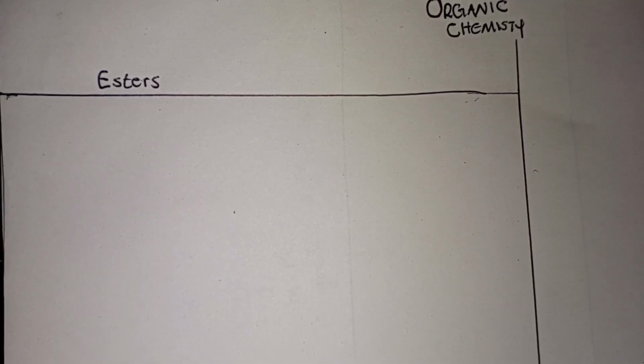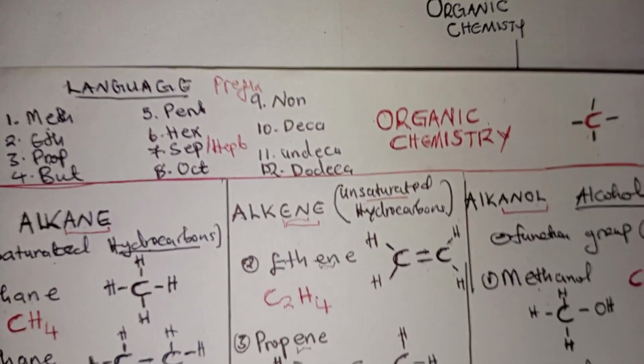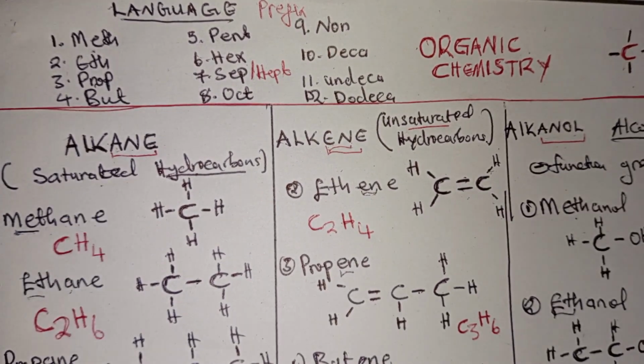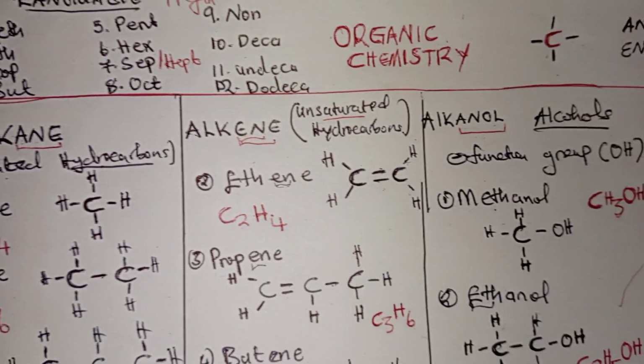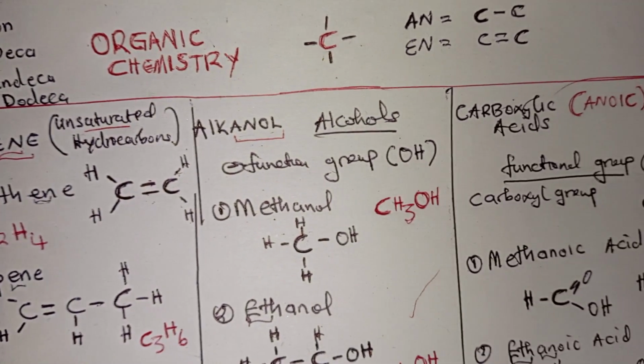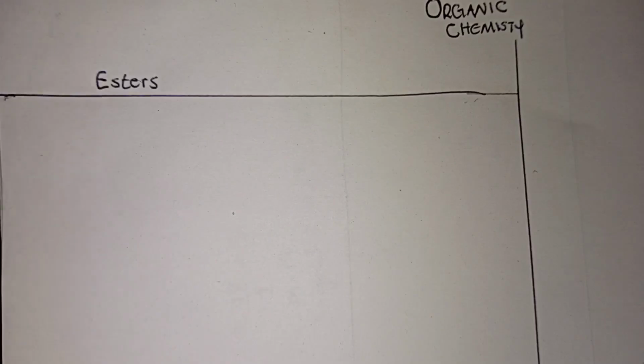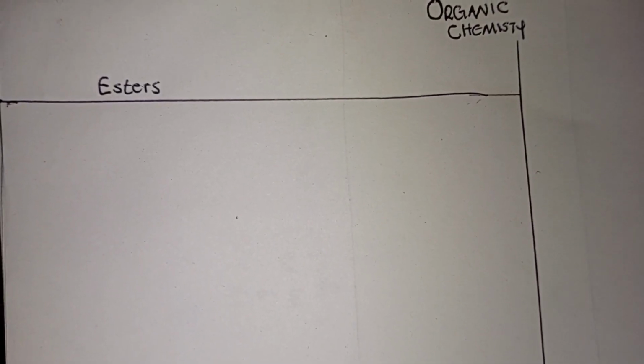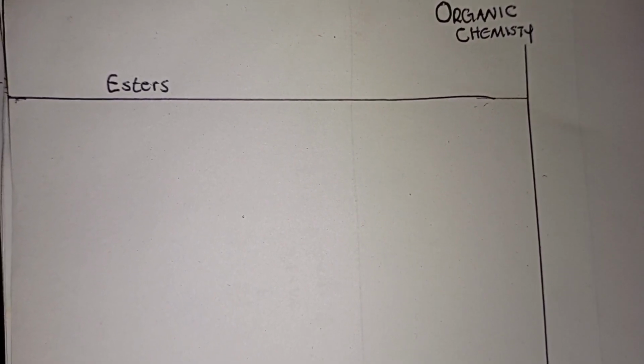In our previous video, we looked at the introduction to organic chemistry, where we looked at the first four families in the homologous series. We discussed the alkanes, alkanols, and carboxylic acids. Now, in this video, we are going to look at esters, which are the last family that we have to look at in the homologous series.